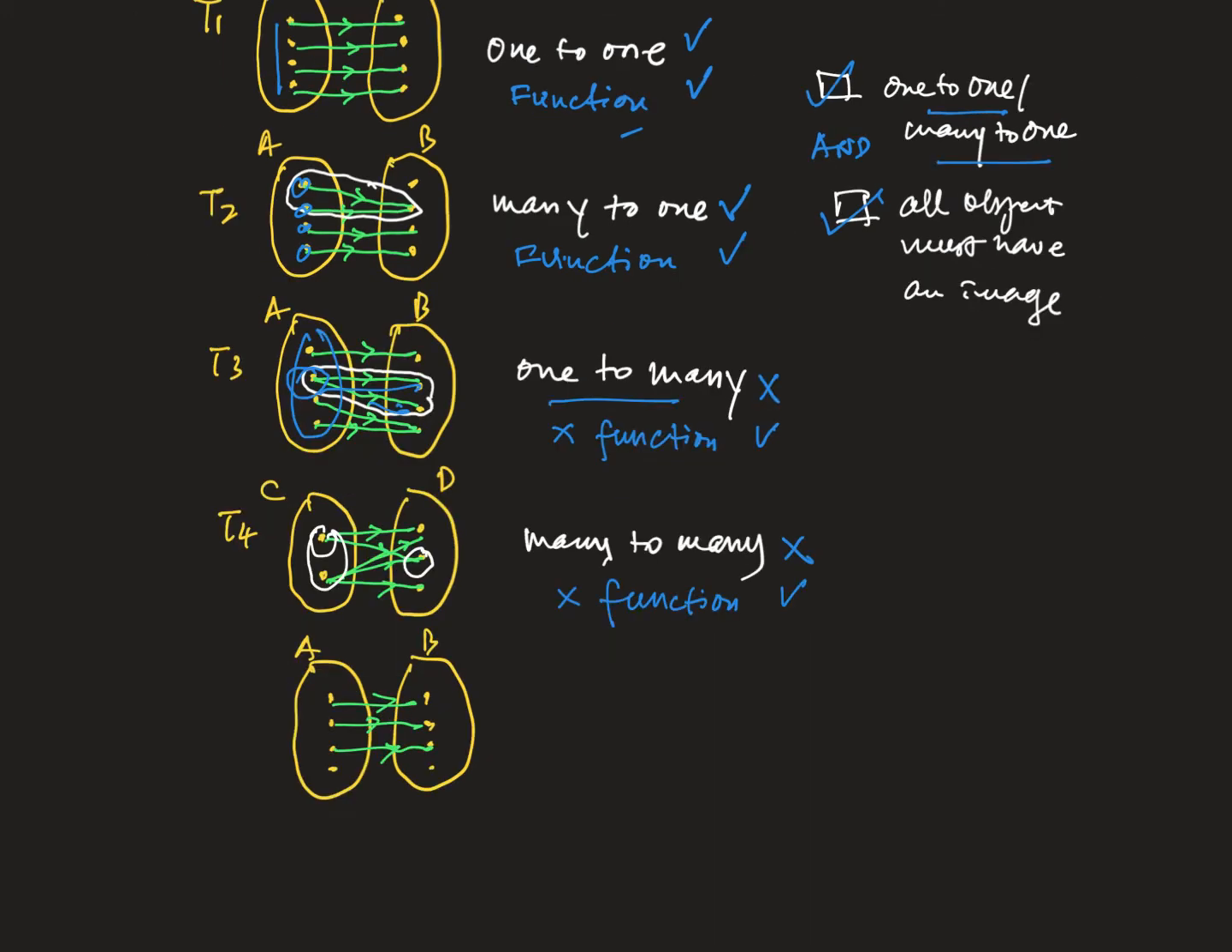Another possible scenario is that you can see in this example, this is a 1 to 1 relation. If we want to see whether this relation can be considered a function, the first condition, 1 to 1, is fulfilled, but it doesn't fulfill the second condition because not all the objects have an image. This one has no image, so the second condition cannot be fulfilled. So this relation is not a function.